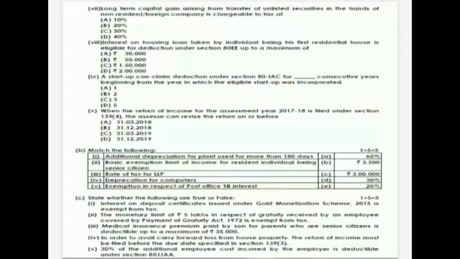Let's see question number 7. Will long-term capital gain arising from transfer of unlisted securities in the hands of non-resident foreign companies be chargeable to tax at what rate?